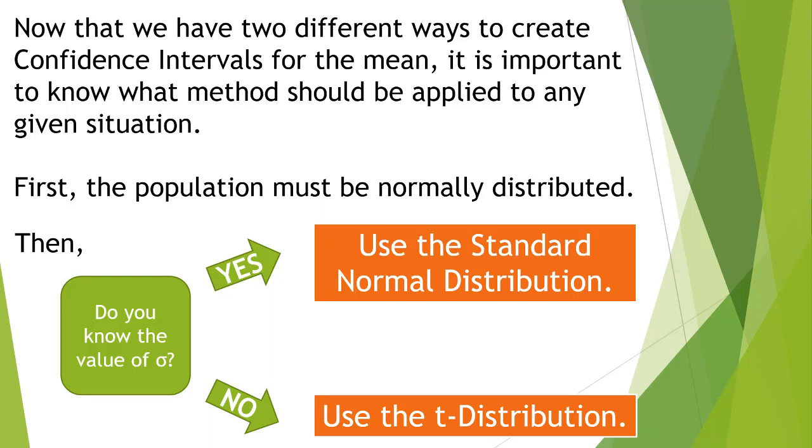If you noticed when we talked about section 6.1, when we were developing the margin of error using the standard normal distribution, the title of that section was confidence intervals with sigma known. And here in section 6.2, the title of our section was confidence intervals for the mean with sigma unknown. So that's really the deciding factor. Do you know the value of sigma or not? If you know sigma, then you're going to use the standard normal distribution. If you don't know sigma, you're going to use the t-distribution.